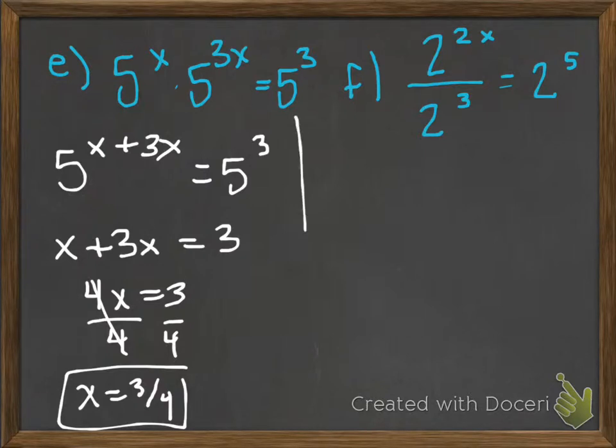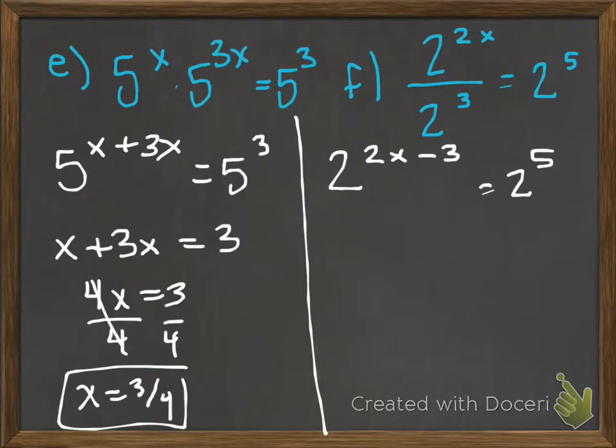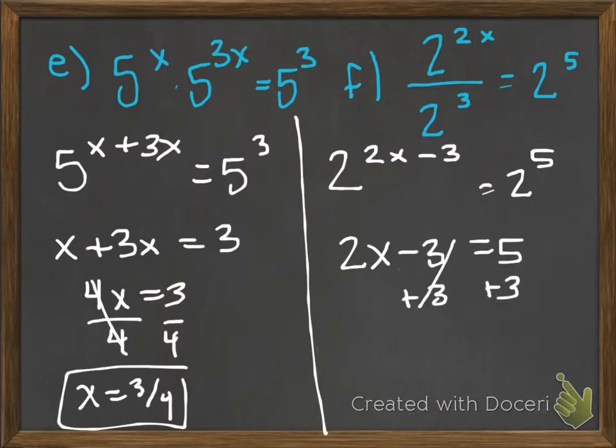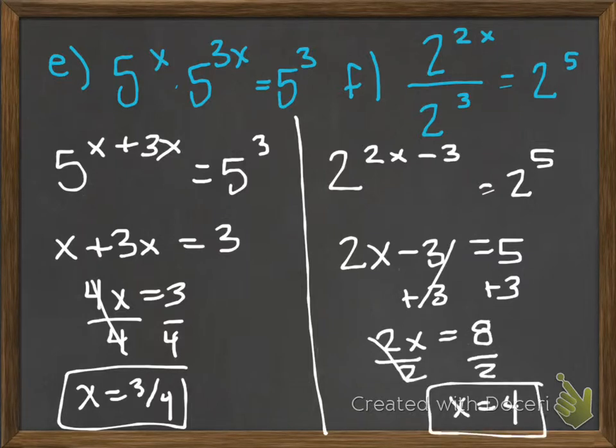Letter F is slightly different than E. In E we were multiplying, so I added my exponents. In letter F, I'm dividing my bases, so that means I subtract my exponents. So this is 2 to the 2x minus 3 power equals 2 to the 5th power. So I set my 2x minus 3 equal to the 5. I add 3. 2x equals 8, so therefore x must be equal to 4. So that is basic problems.